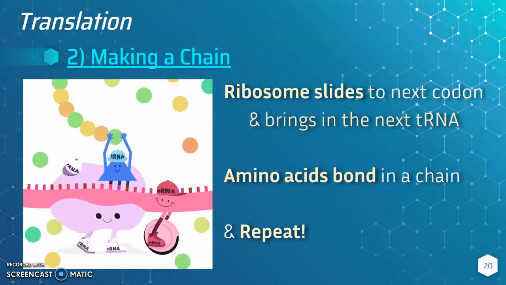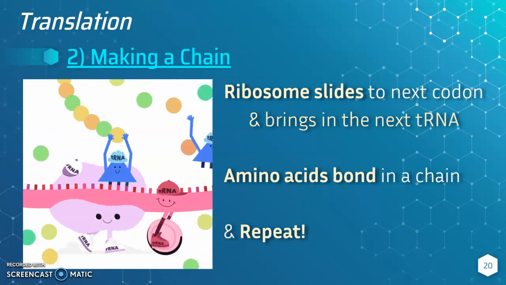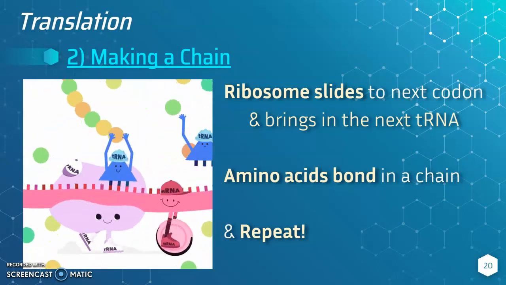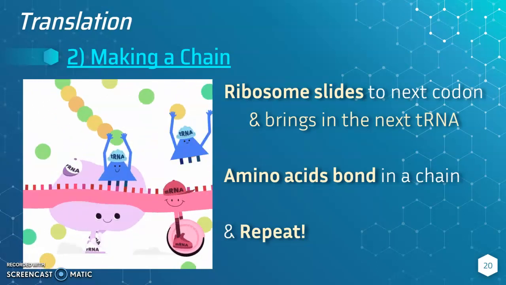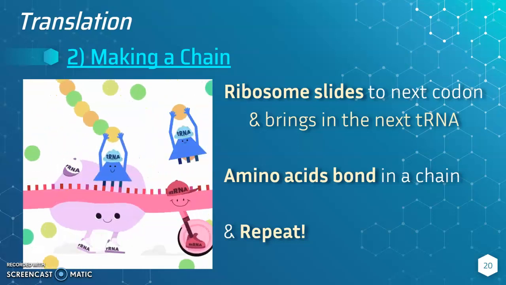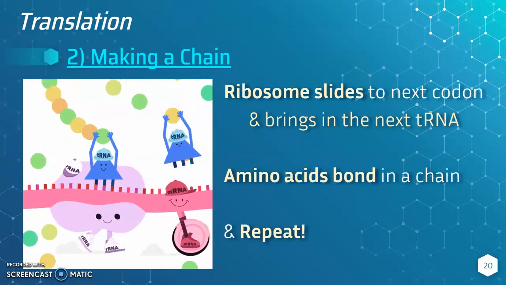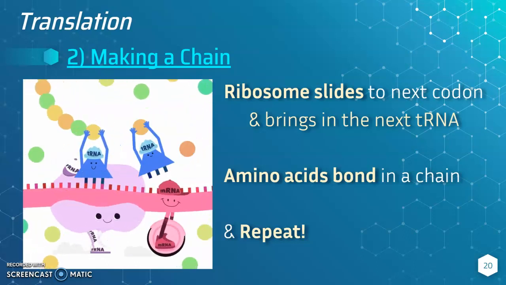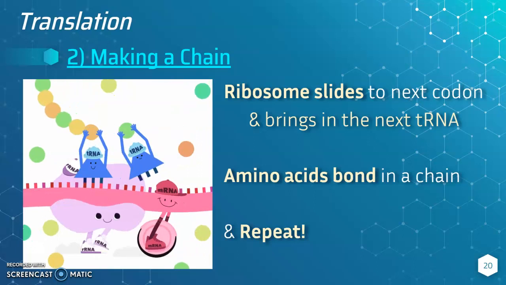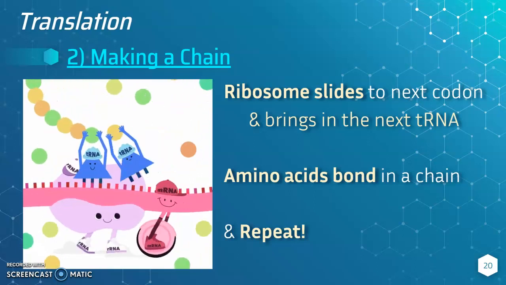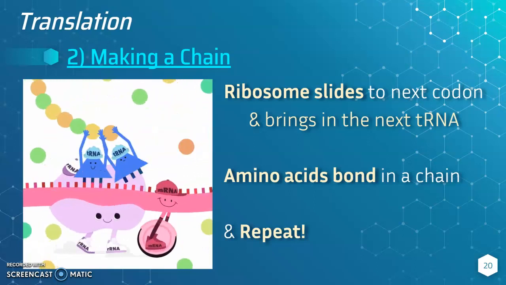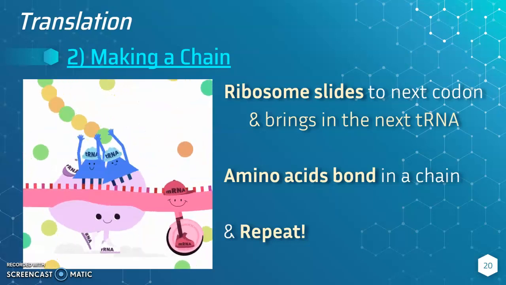And after we get our amino acid, we're making a chain. So if we look back to the picture, our amino acids are those balls that the blue guys are holding. Each little ball is an amino acid, and the tRNA is attaching them to each other. The ribosome slides to the next codon and brings in the next tRNA. The amino acids bond in a chain and they repeat.